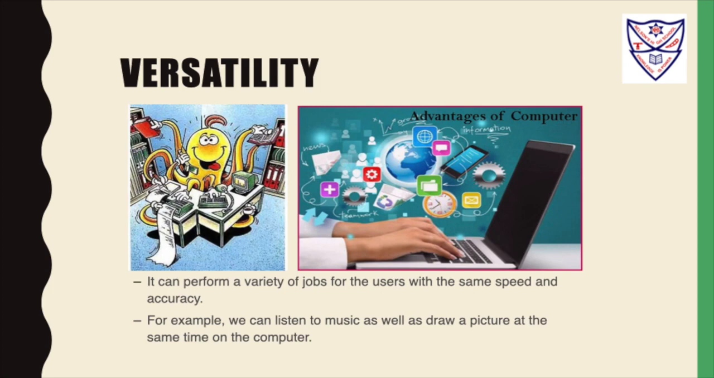Versatility. A computer can perform a variety of jobs for the users with the same speed and accuracy. For example, we can listen to music as well as draw a picture at the same time on a computer. The versatility of a computer, the number of different types of tasks which it can perform, makes it so much valuable for not just one industry or one person, but for all of us. Like you can perform so many different operations on a computer that everybody has something that they can learn or they can do using a computer. That makes it a very valuable asset in today's society.